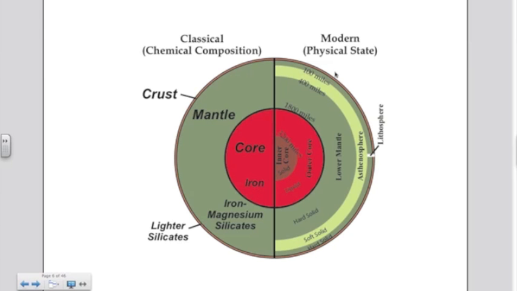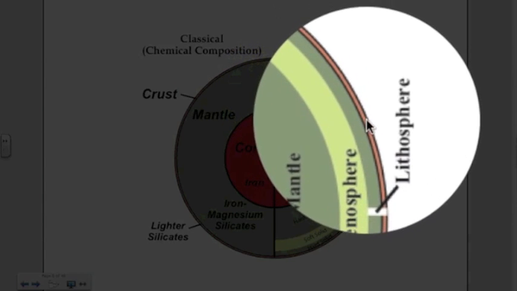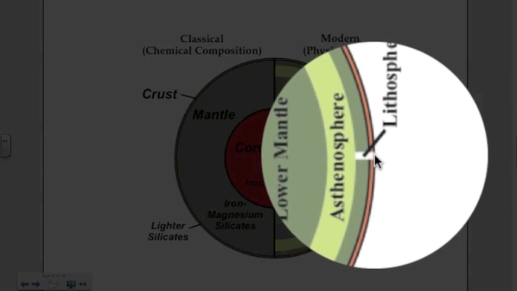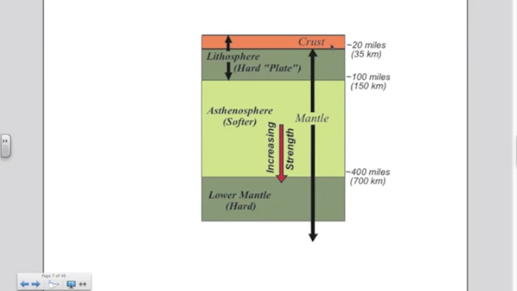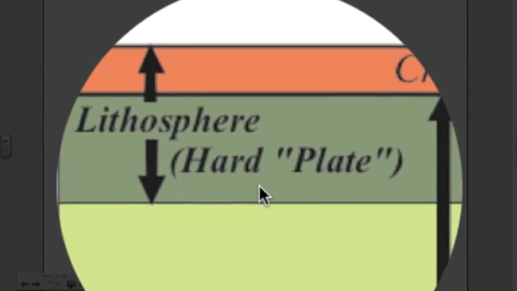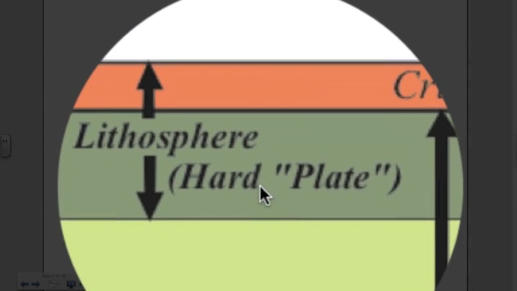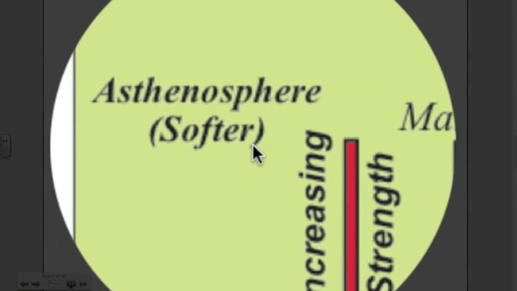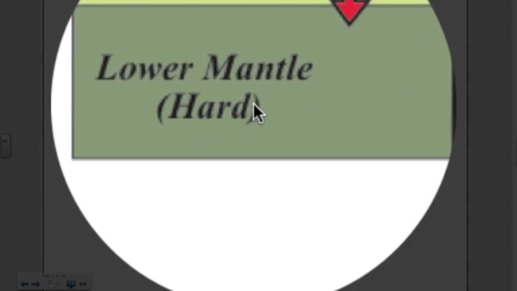Let's start by looking at more details for the layers of our Earth. The lithosphere, which includes the crust and the upper part of the mantle, and this upper part of the mantle is a hard part of the mantle, rides above the asthenosphere. The asthenosphere is below the lithosphere, a little weaker, softer part of the mantle. And below that, we have more of the mantle, but it becomes very hard. This hard part of the lower mantle is due to pressure.